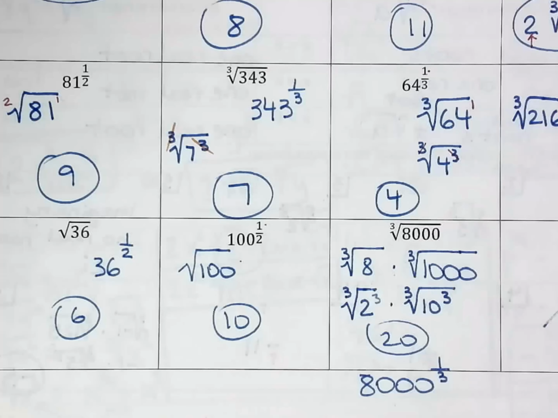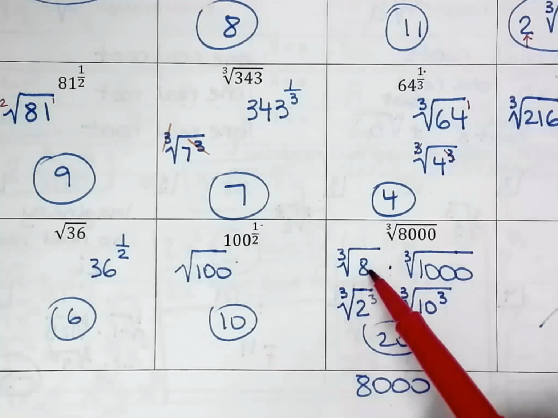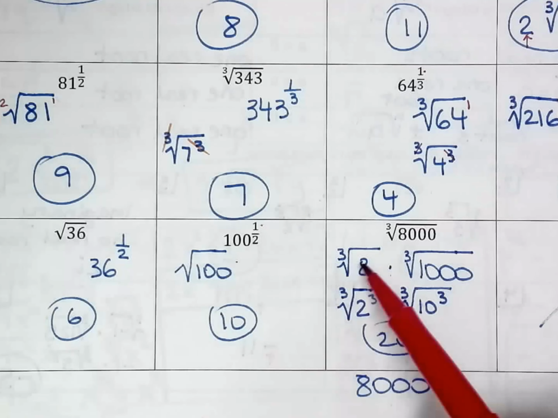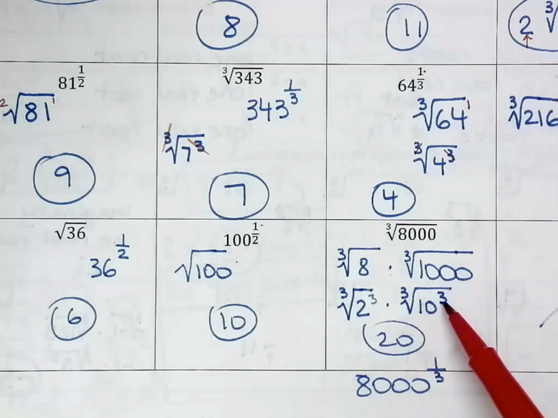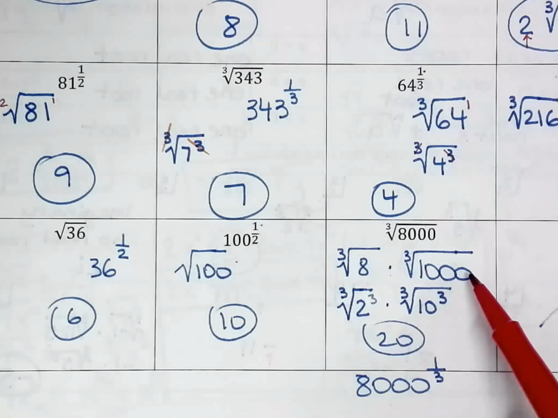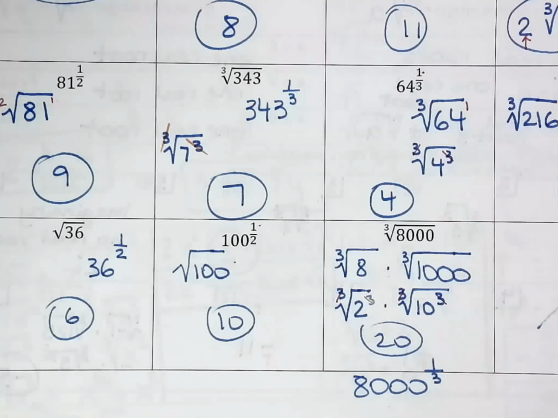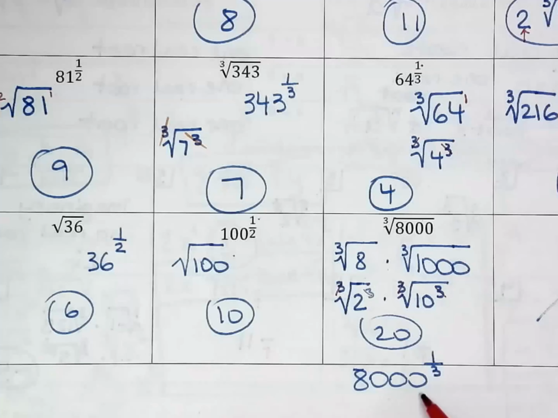Now this one, I had to rewrite and break it down. So I know 8 times 1,000 is 8,000. I also know that 2 cubed is 8. And I also know that 10 cubed is 1,000. The goal here was to write both of them with the same index as the exponent, and we did. They both simplify down to 2 times 10, which is 20.